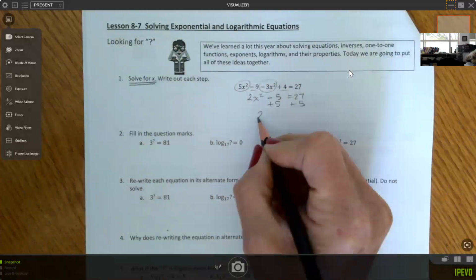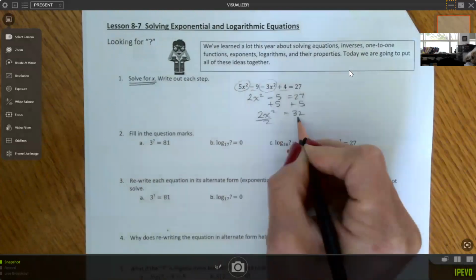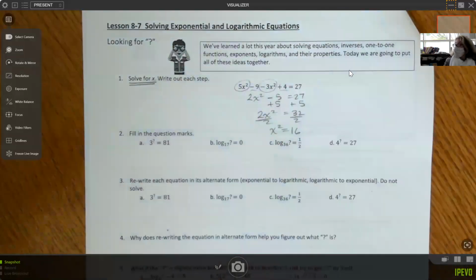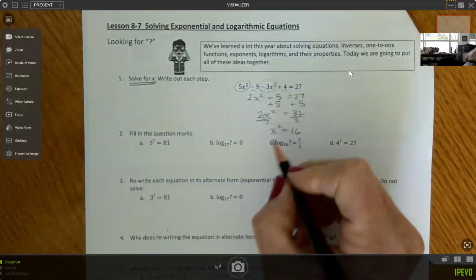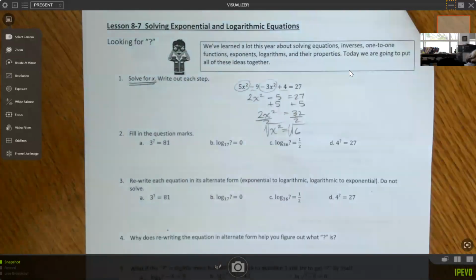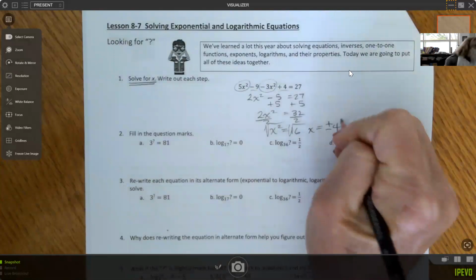So to get that x by itself, I add 5 to both sides. Now I've got 2x squared equals 32. I divide both sides by 2. x squared equals 16. Remember when we did trig functions where you needed to take the square root? You should be hearing that alarm, ding, ding, ding. Don't forget the plus minus. So x equals plus or minus 4.